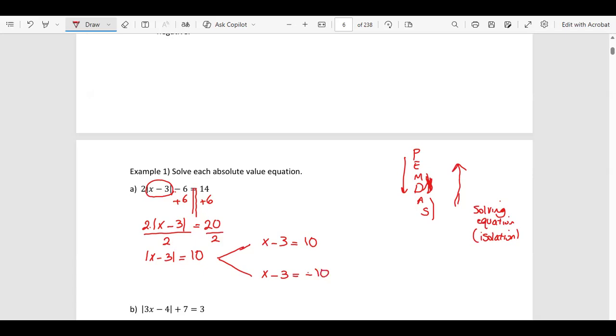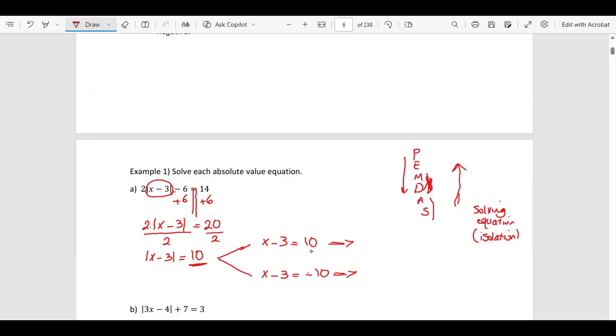And remember that the other side must receive a plus and a minus. It must be a positive and negative. We never touch the inside of the absolute value. If the inside is x minus 3, it has to stay the same for both. Now we have to solve each of these equations separately.